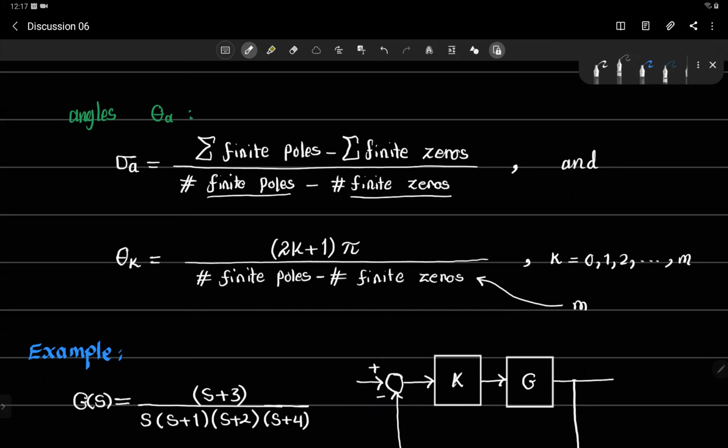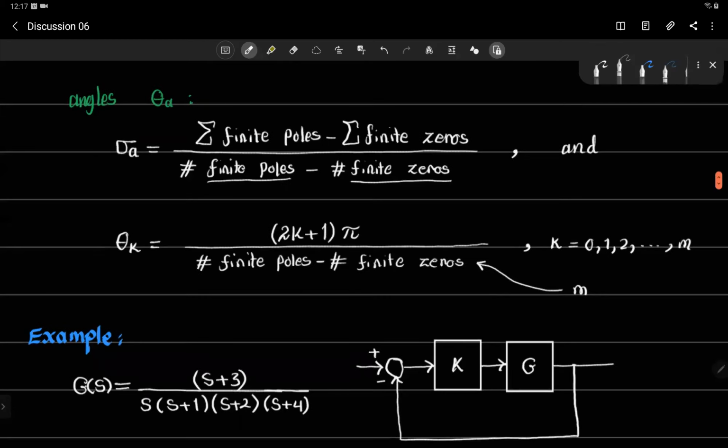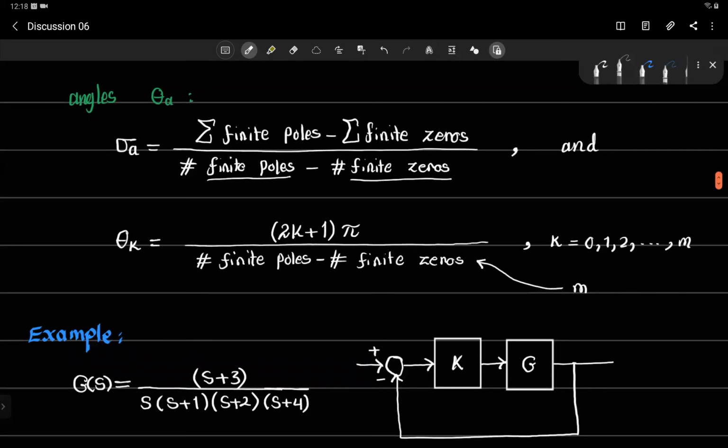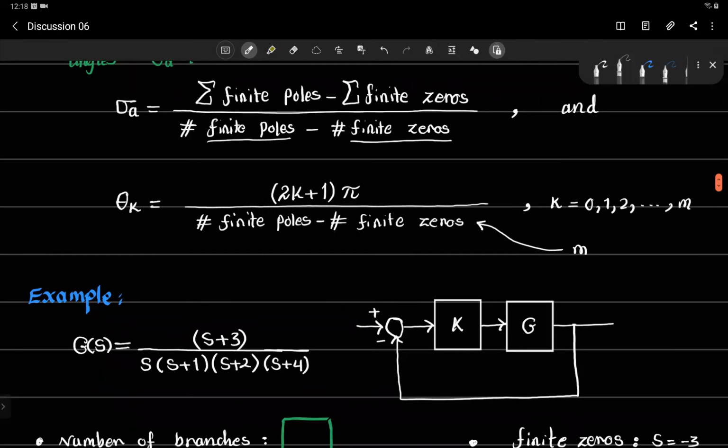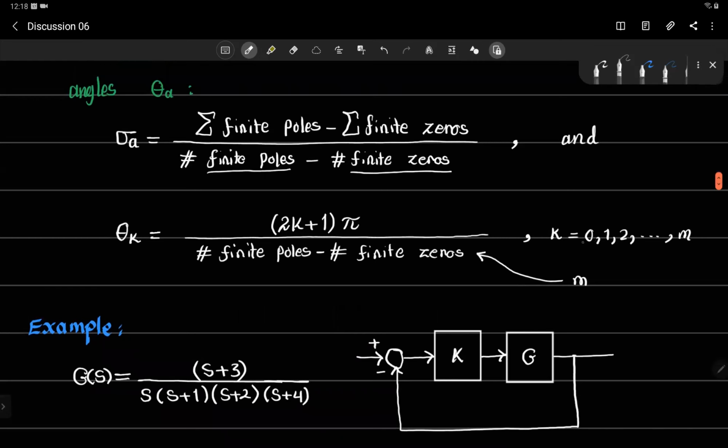Okay, and then above, we sum the finite poles, and then we subtract the sum of the finite zeros. This gives us a number, and this number is the intercept with the real axis, and we will see that now in an example. And then the angles are given by 2 times k plus 1 times pi divided by the number of finite poles minus the number of finite zeros. And k runs from 0 to m, and m is this number here.